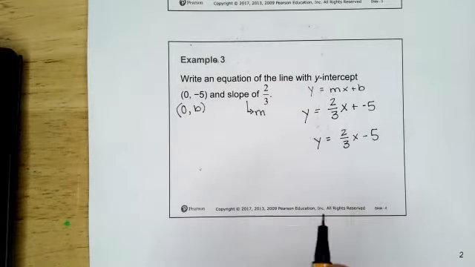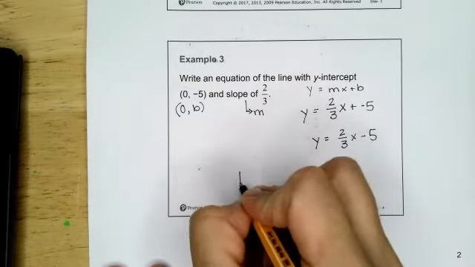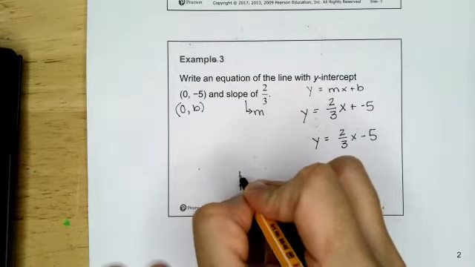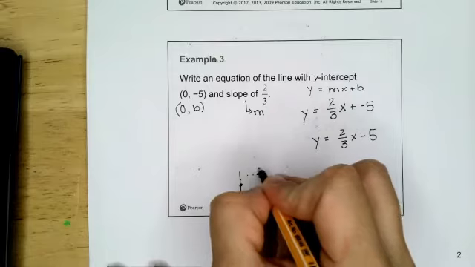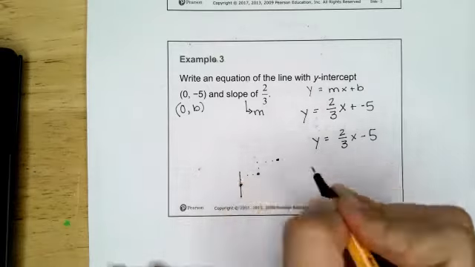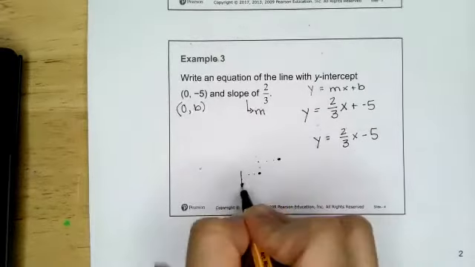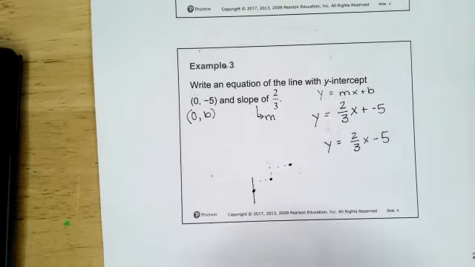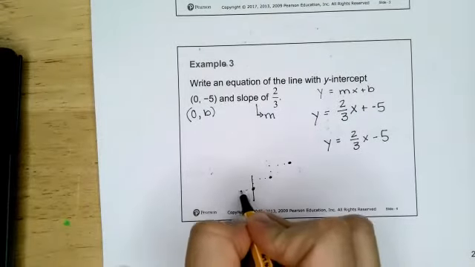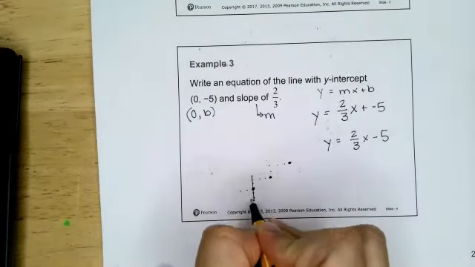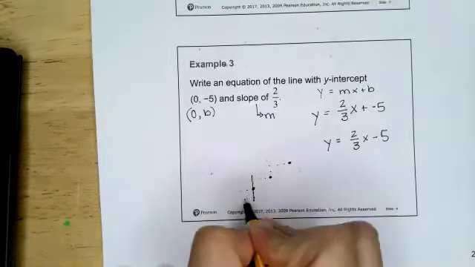And then from (0, -5), I'm going to go up 2/3. Up 2/3. And from all of these points, you can also go double negative, right? Because negative divided by a negative is a positive. So you can also go -y, -x, -y, -x. Good? Still a positive slope.